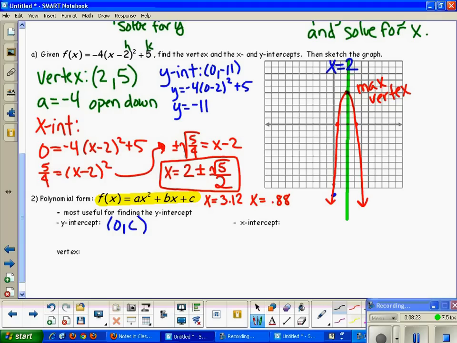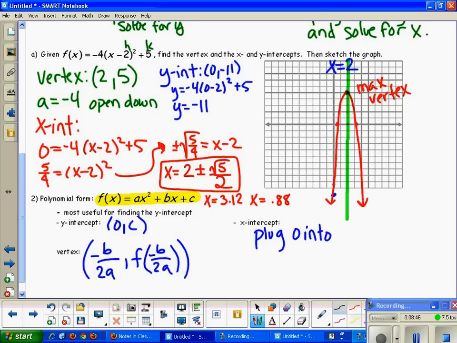The vertex, which you have to know how to find, the x-coordinate is negative b over 2a. And then, of course, if you know the x-coordinate, how do you find the y-coordinate? Plug that into x and solve for y. So f of negative b over 2a. And then the x-intercept, again, what you do to find this is you plug 0 into y and solve for x, and it's the same thing we did for the y-intercept. I plugged 0 in for x and solved for y. It's just that it's easy to see it's 0 comma c. So let's go ahead and practice graphing this then.